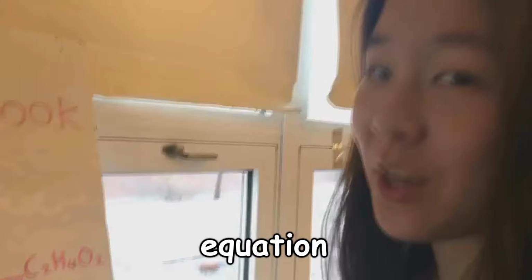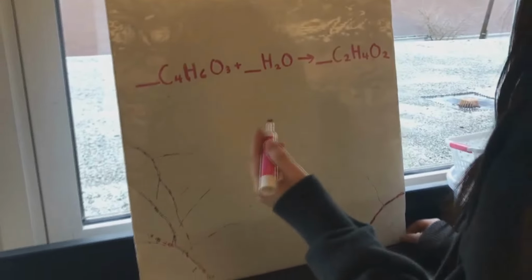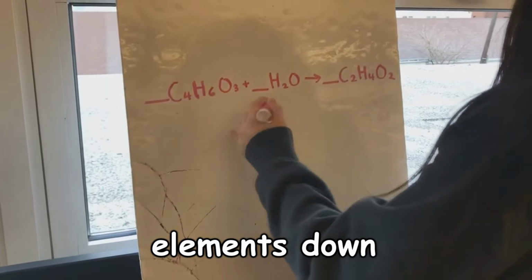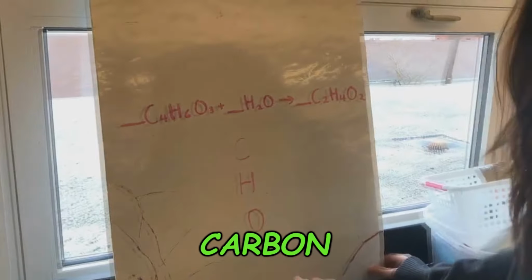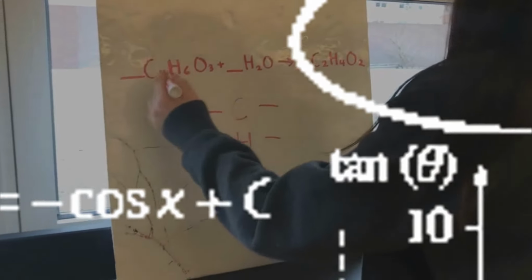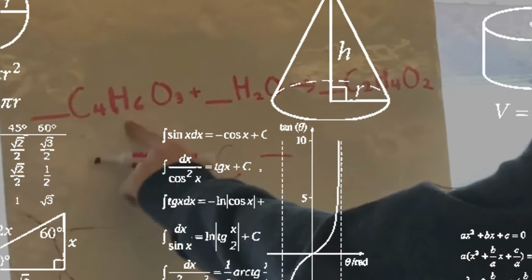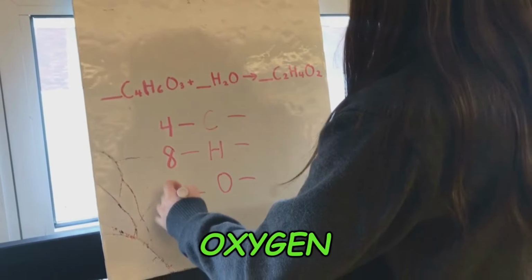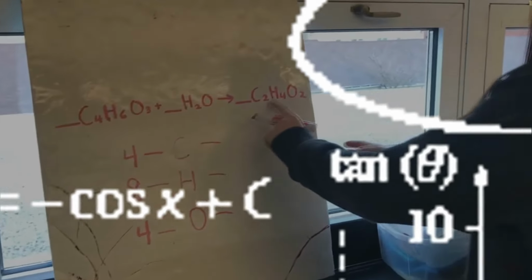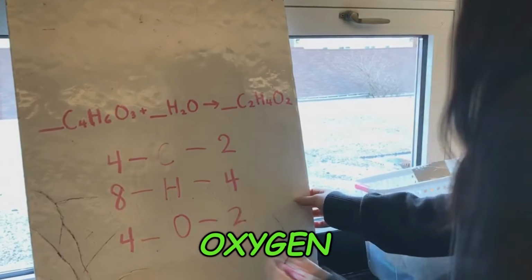This is a synthesis equation. So, using pen markers, I write all the elements down. So that would be C, H, O. Carbon, hydrogen, oxygen. So there's 4, 8, 4. So that's 4 carbon, 8 hydrogen, and 4 oxygen. And on this side, 2 carbon, 4 hydrogen, and 2 oxygen.